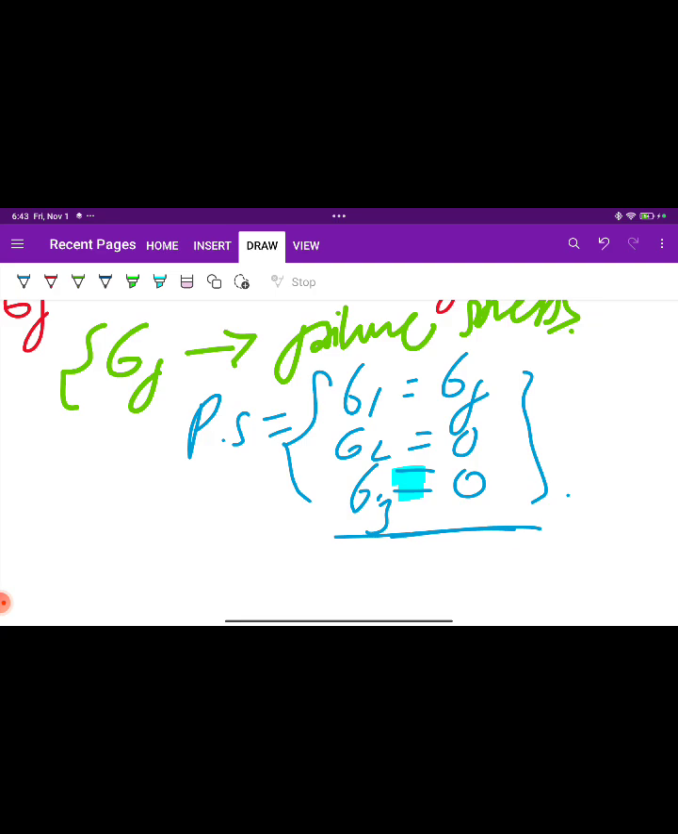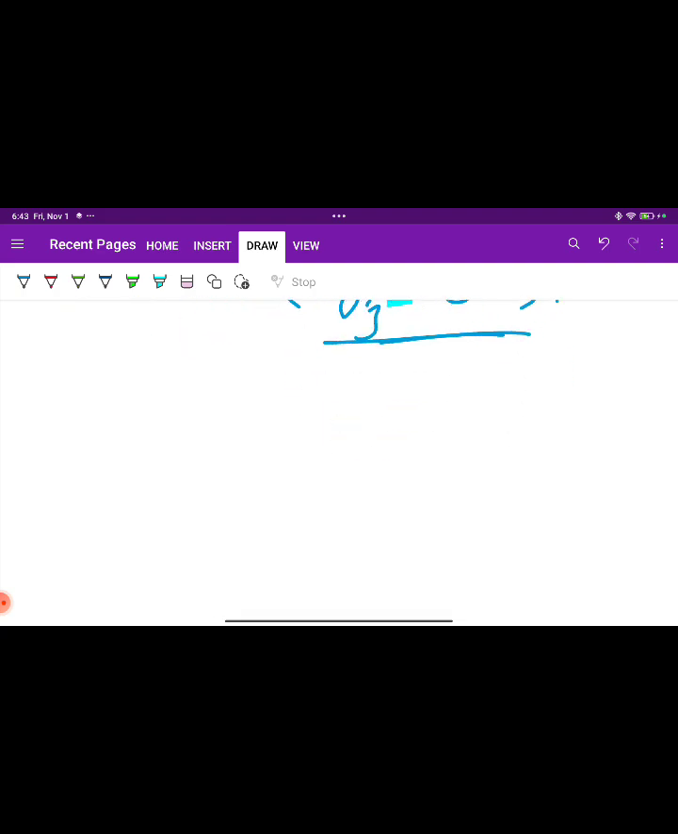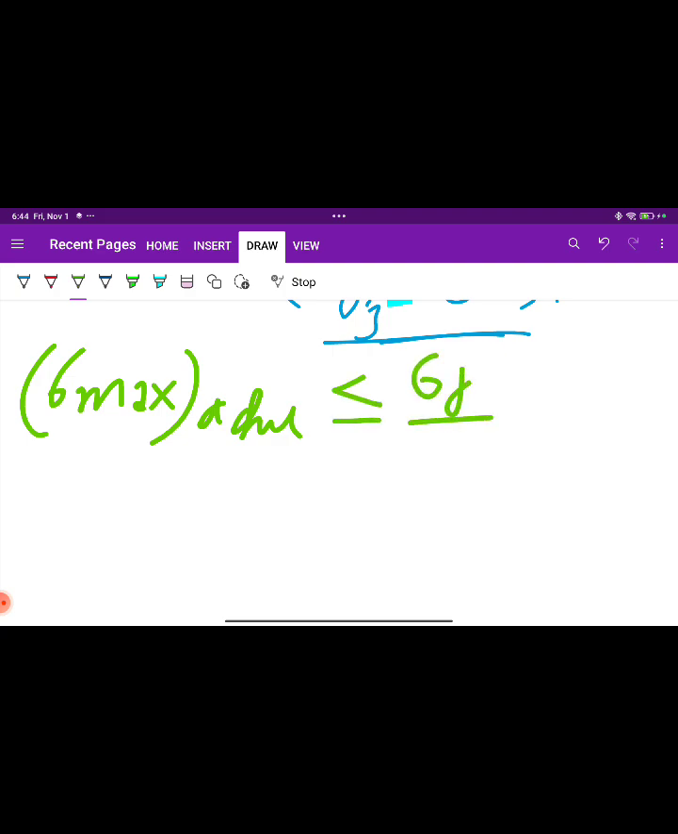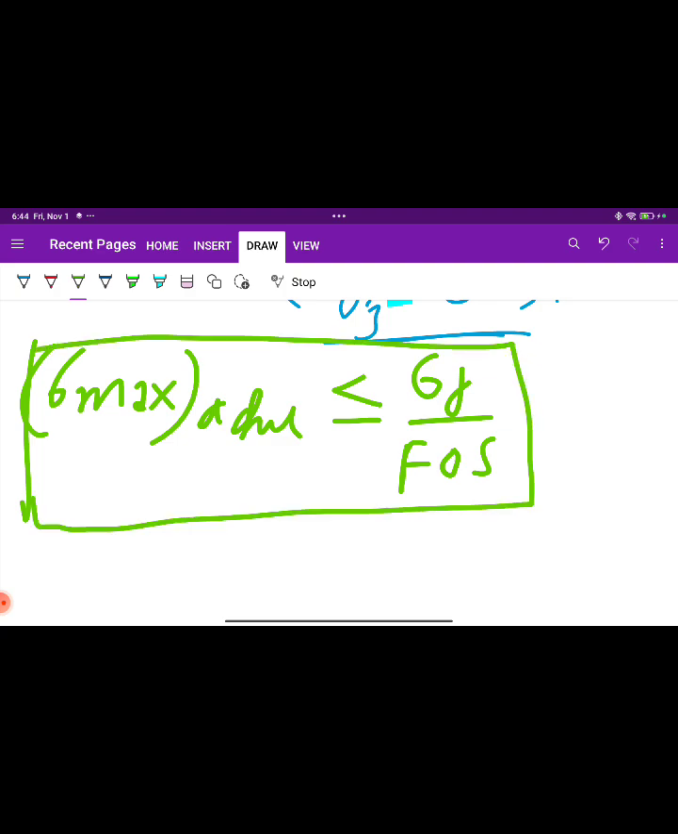Now let's understand Rankine's theory of failure, or we can say the maximum principal stress or maximum normal stress theory of failure. For design purposes, basically we study this theory of failure in design. Sigma max, or we can say actual, is always less than sigma failure upon factor of safety. This thing you need to remember. This is the basic formula for Rankine's theory of failure.